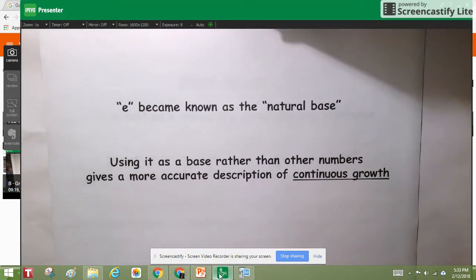So e is kind of known as the natural base, and you'll see that when we get into logs a little bit more. And it's going to be used in equations where there is continuous growth, which we'll be doing in the next couple of days.